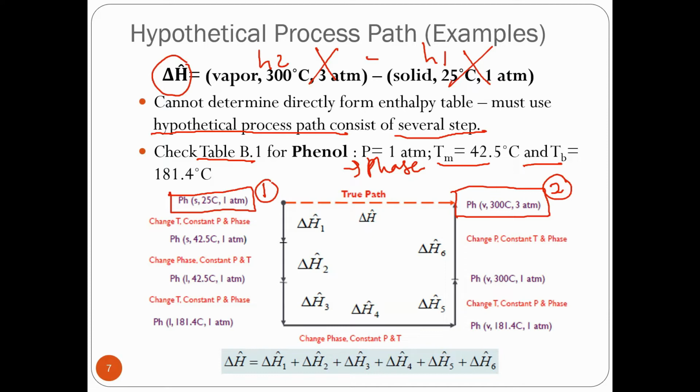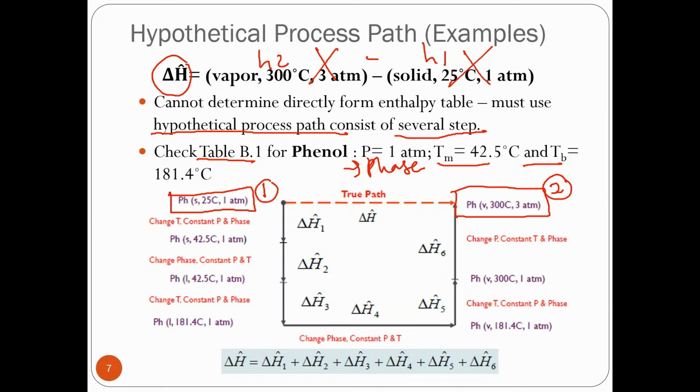Okay, so for the change of enthalpy for each step, there's going to be 6 steps. So this is going to be our hypothetical process path. First, you need to remember that we need to change one thing at a time, leaving the rest constant.